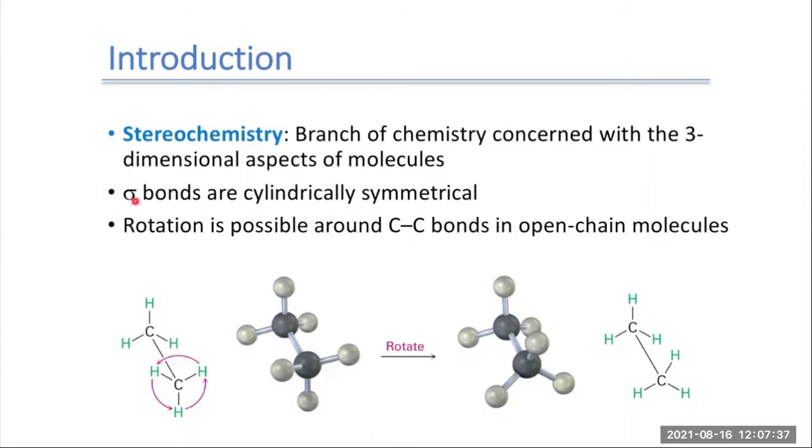A couple things we know about 3D. Sigma bonds, or single bonds, are cylindrically symmetrical. That means rotation is possible around the carbon-carbon single bond in open chains. So what that means is I can rotate this bond right here, and these carbons will rotate with respect to each other.